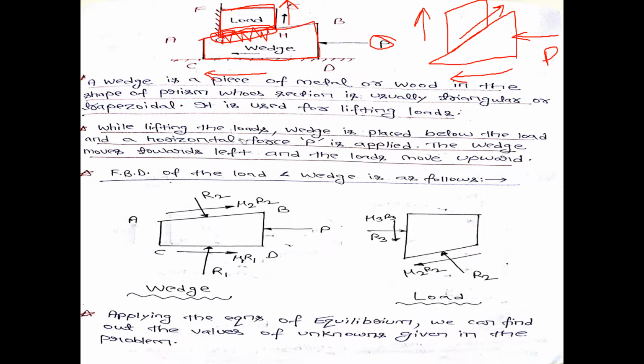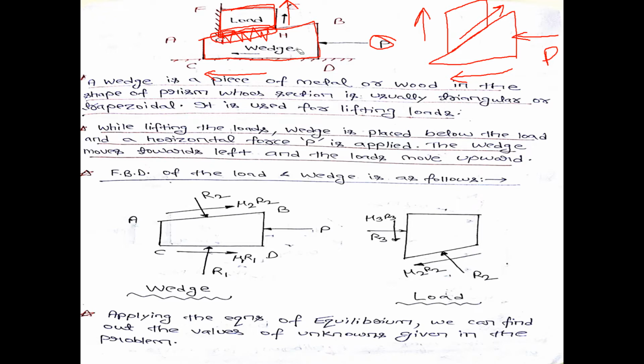Okay, so now read the second PowerPoint slide. While lifting the load, the wedge is placed below the load and a horizontal force P is applied. The wedge moves towards the left and the load moves upward. You can see that if you want to lift this load, you need to place the wedge below the load, and on this wedge you have to apply some horizontal force in this particular direction. Then the wedge will move in this direction and the load will move upwards.